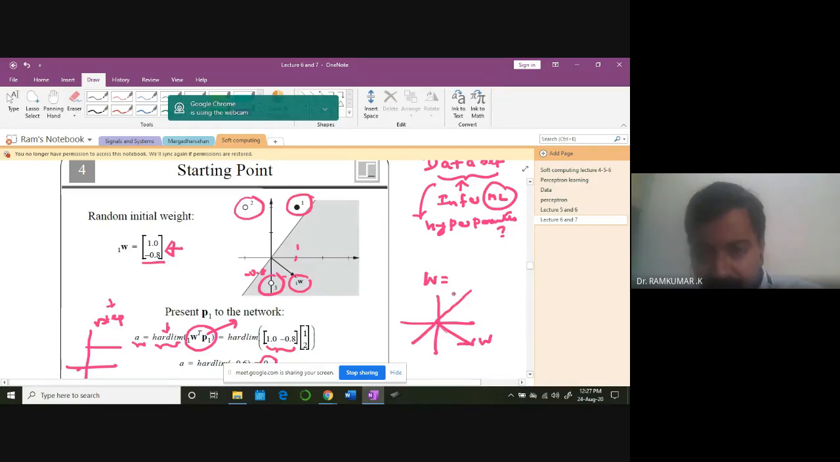Now my classifier is misclassifying this data, primarily because this side is positive, this side is negative, but now this positive point is in the negative side. So naturally it's a misclassification. Now how do I update the weight? That's the question I have asked. How do I update the weight? What's the rule I employ?